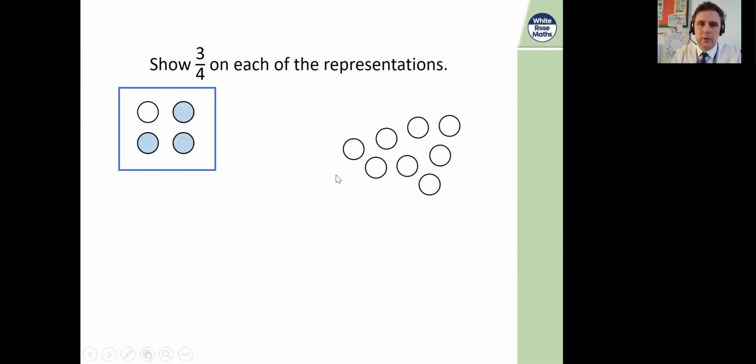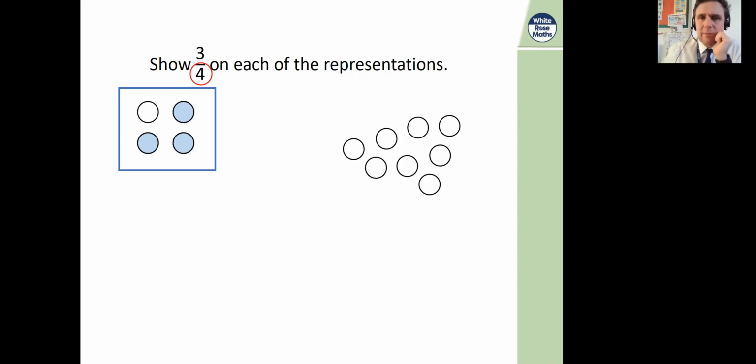Now, showing 3/4 in these representations, the first one's done for you, and that's really straightforward because there's only 4 parts, and you're doing 3 out of the 4. On the second one, though, might be a little bit trickier because they're not arranged. Well, first of all, there's not 4 of them. So how are we going to show 3/4 of that one? Interesting. Maybe you've got an idea before I show you. So if you want to pause the video now and have a go for it.